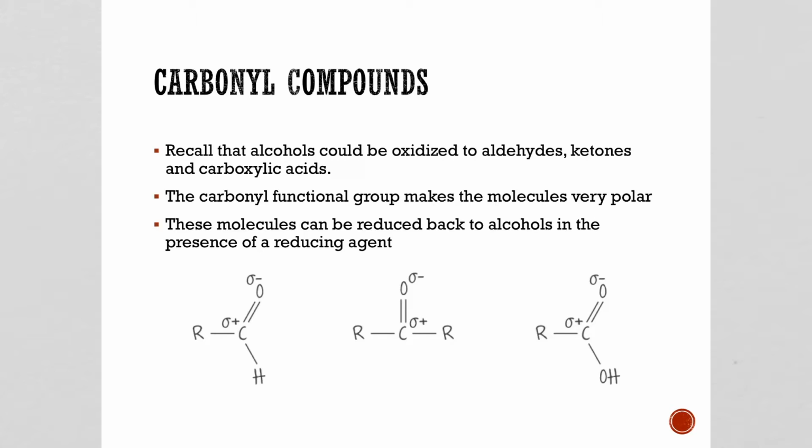So remember back to a previous video lesson that alcohols can be oxidized to become aldehydes, ketones, and carboxylic acids. And it's that carbonyl functional group that makes the molecule very polar, and those molecules can then get reduced back to alcohols if they're in the presence of a reducing agent.